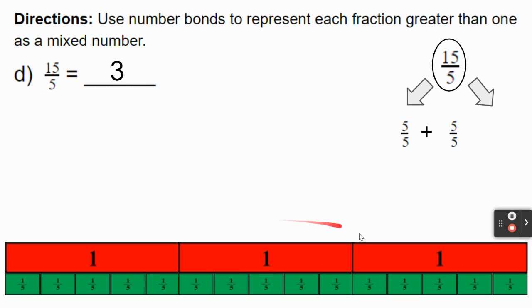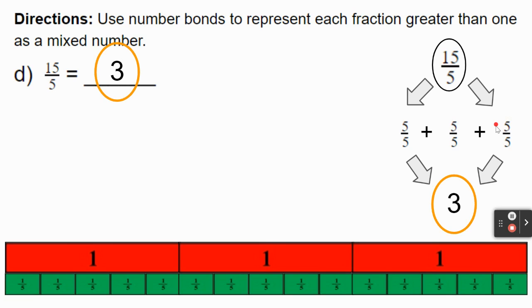Ooh, let's think. What do we need to add to 10/5 to get to 15/5? That would be 5 more fifths. So here, each of these fractions that we're adding is 5/5, which is the same as 1 whole. So we can rewrite this as 1 whole plus 1 whole plus 1 whole, which is 3 wholes. So we can see that 15/5 is equivalent to 3 wholes.